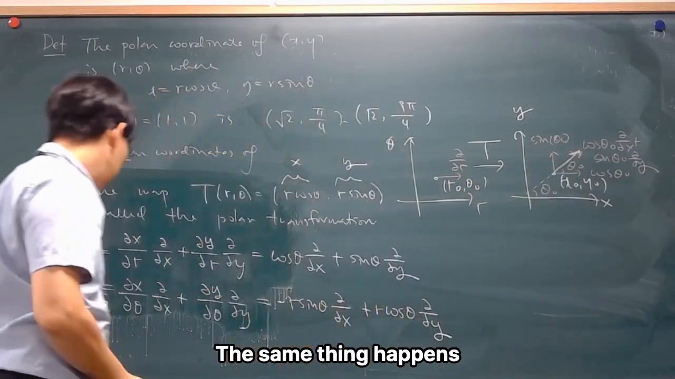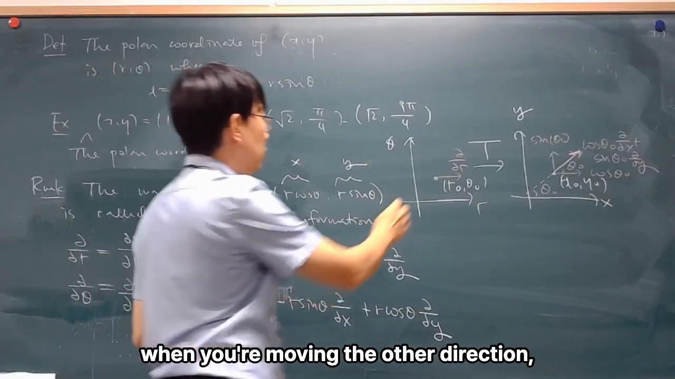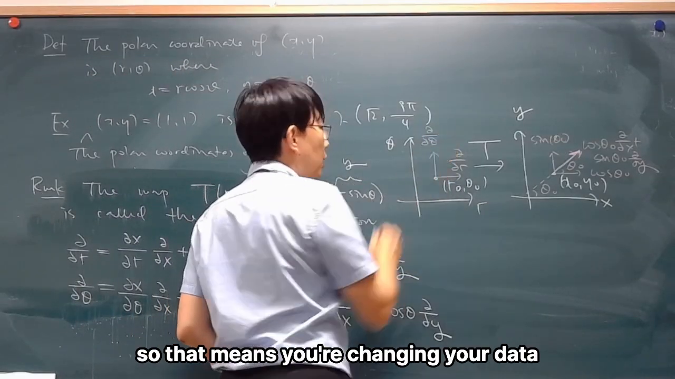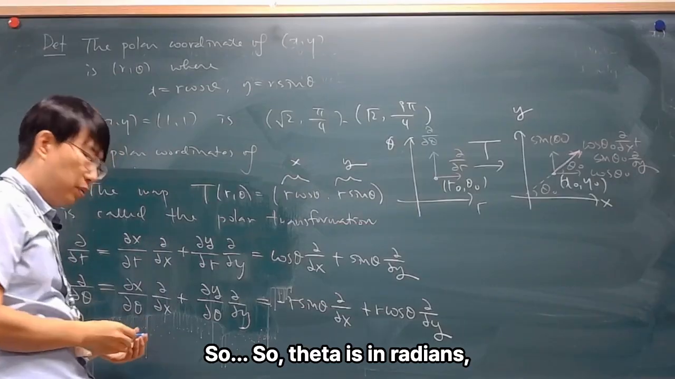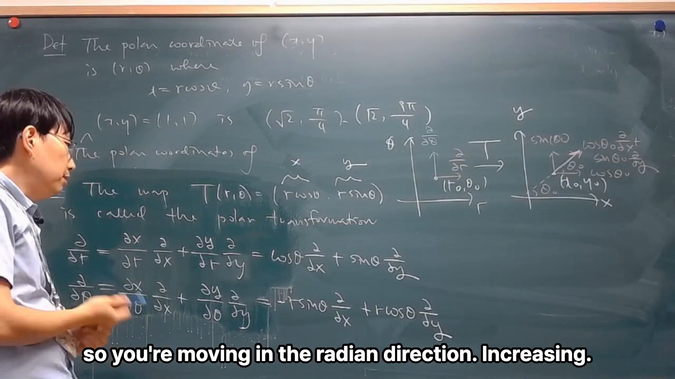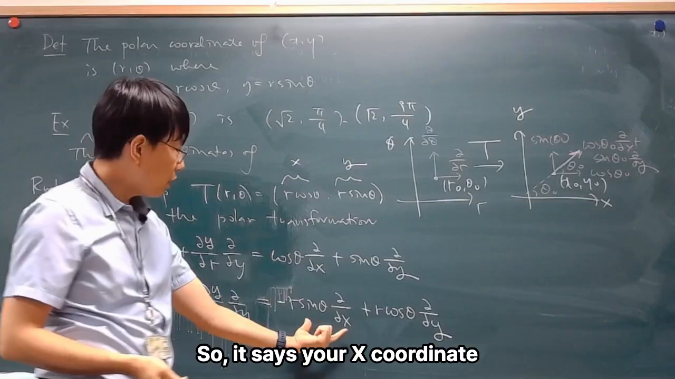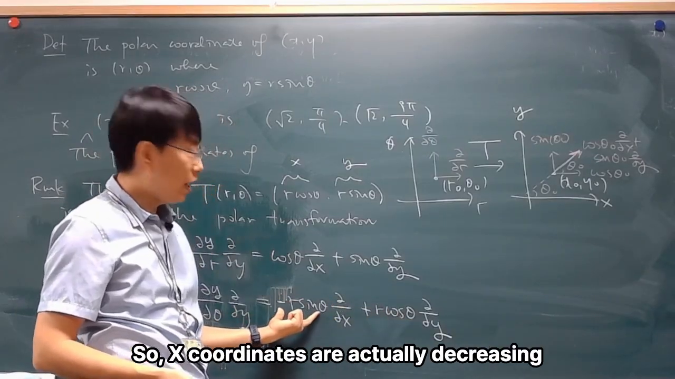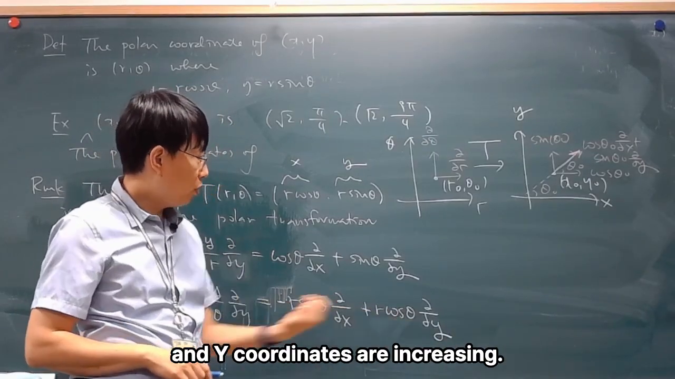The same thing happens when you're moving in the other direction. So let's say we are moving in this direction. That means you're changing your theta at unit speed. So the theta is in radians, so you're moving in the radian direction, increasing. So it says your x coordinate and y coordinate are changing this much. So the x coordinate is actually decreasing and the y coordinate is increasing.